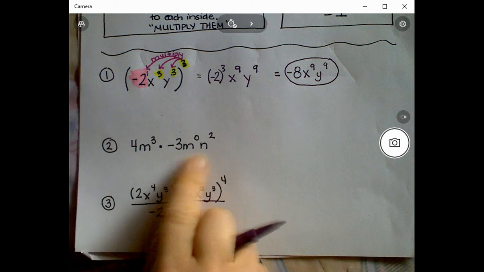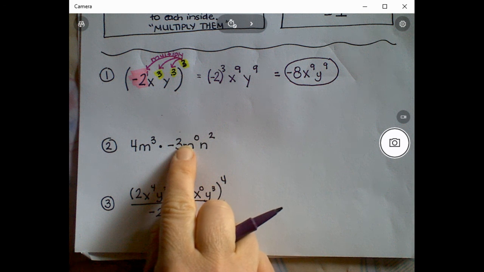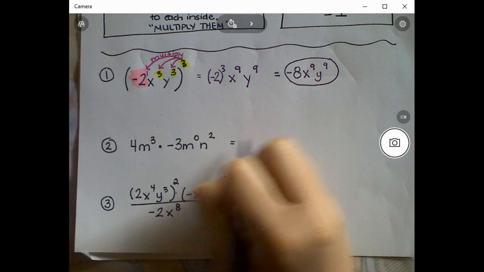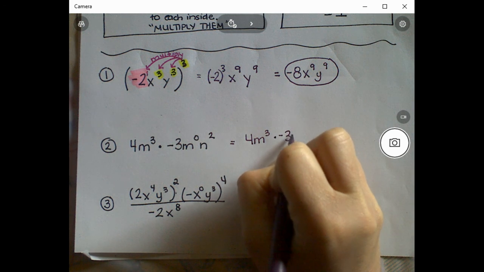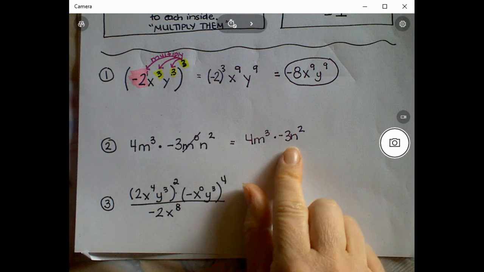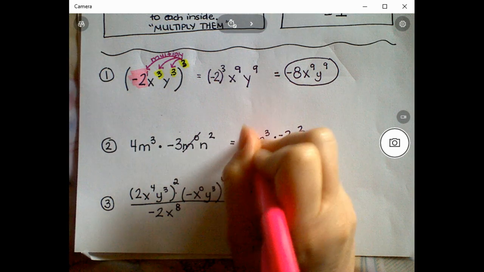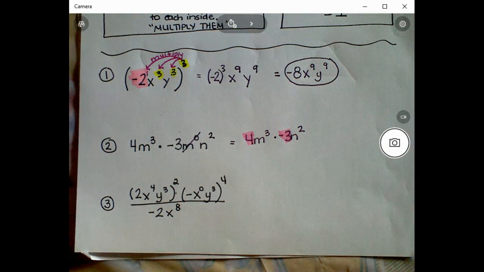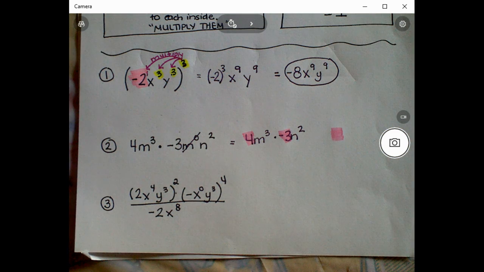All right. This problem has that 0 exponent, the 0 power in it. This term actually equals 1. So we could rewrite the problem 4m cubed times negative 3n squared. Okay? This kind of goes away because it equals 1, and anything times 1 is itself. At this point, we need to follow the rules for multiplying because this is a multiplication problem. When you're multiplying, you multiply the coefficients, and you add exponents.